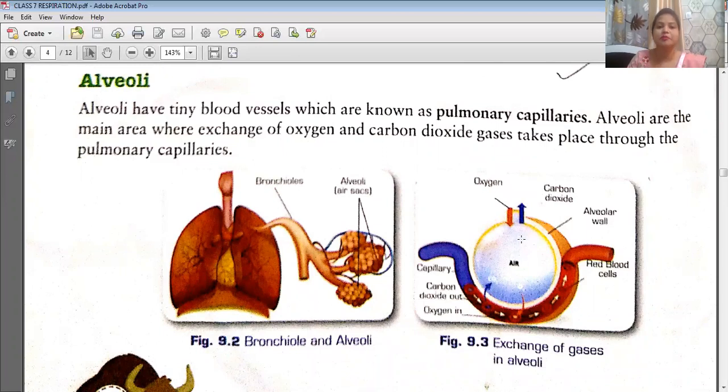This pulmonary capillary area is the main area where exchange of gases takes place, that is, exchange of oxygen with carbon dioxide. We are inhaling oxygen and giving out carbon dioxide. So this is the main area in the lungs where gases get exchanged. If anyone asks you where the exchange of gases takes place, you can say the pulmonary capillary area, which is present in the alveoli in our lungs.